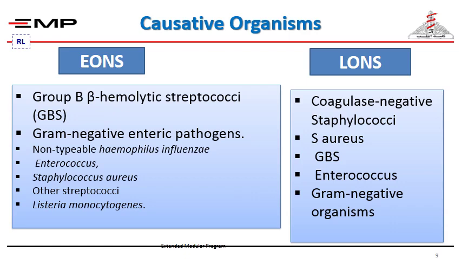Late onset sepsis is caused by coagulase negative staphylococci, most common in infants with indwelling central venous lines, Staph aureus, GBS, Enterococci, and gram-negative organisms. Gram-negative organisms such as Klebsiella, Salmonella, and Serratia are more common in less developed countries.